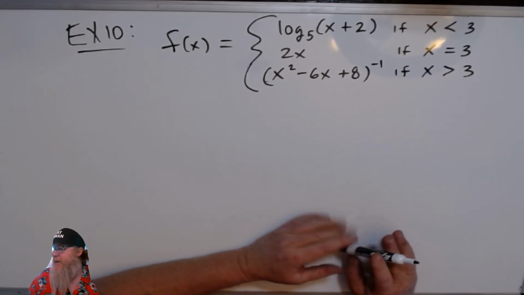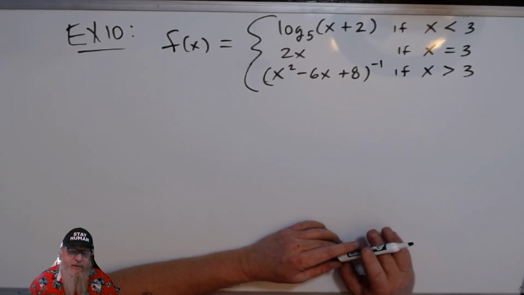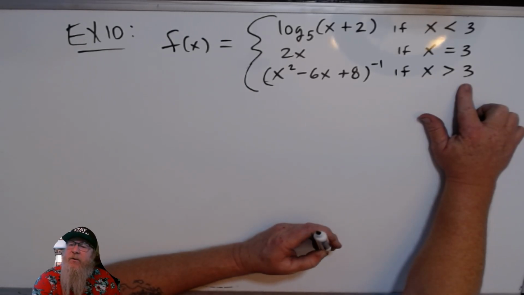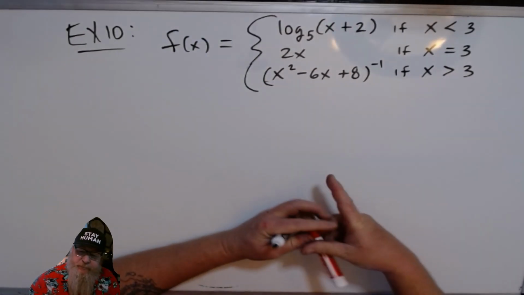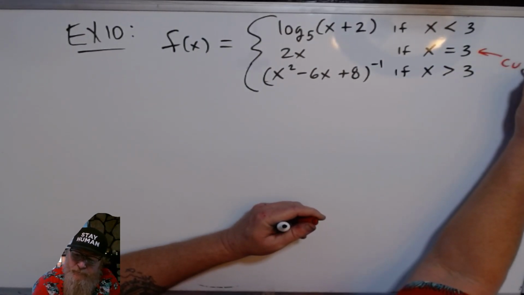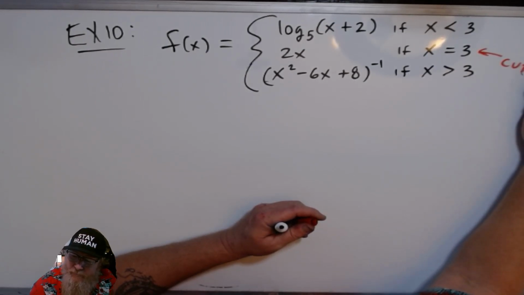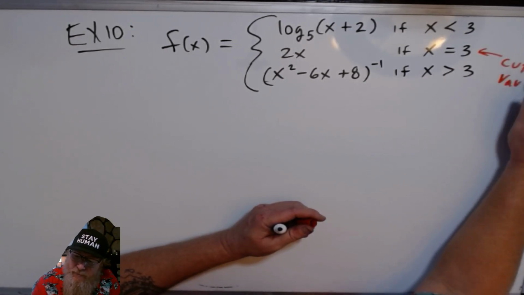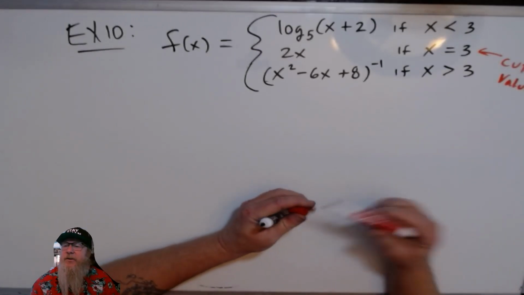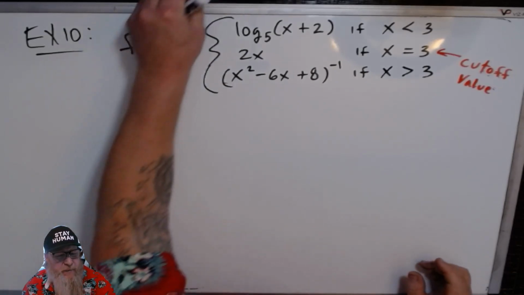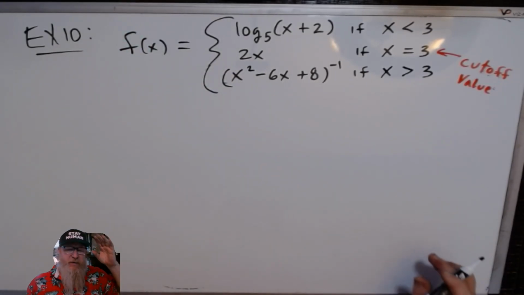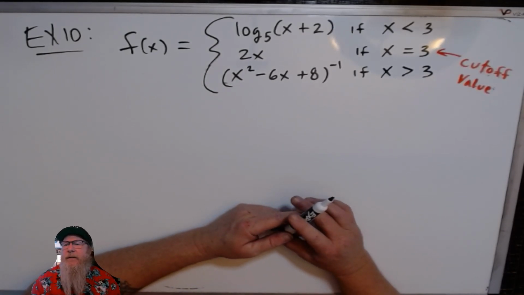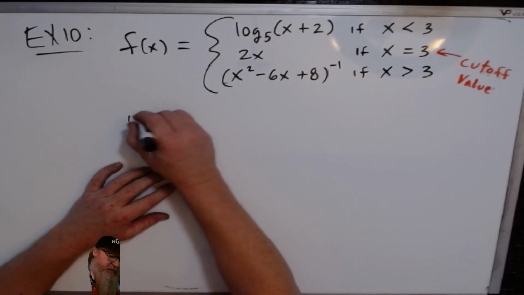So the first thing I want to mention is what's happening at 3. All right, so that's what we call the cutoff value or the critical value. Cutoff only has 1 T. They mean the same thing. It's a critical value because it's being cut off at that value. So the first thing I want to do is figure out what's going on in that region. All right. So what's going on in that region? Is it continuous?